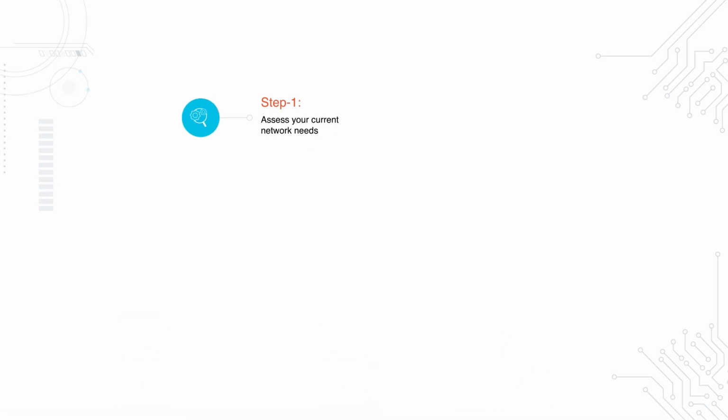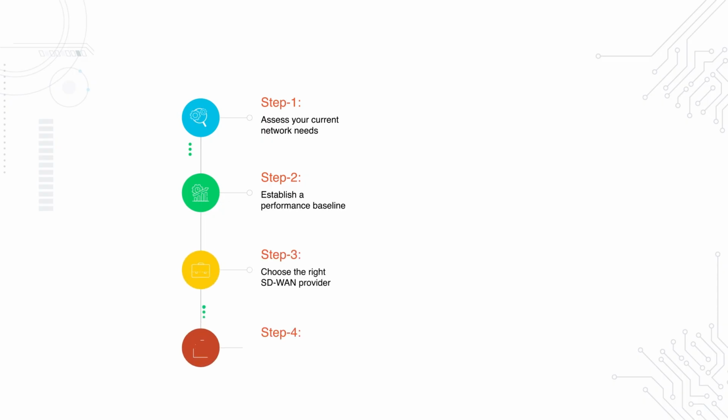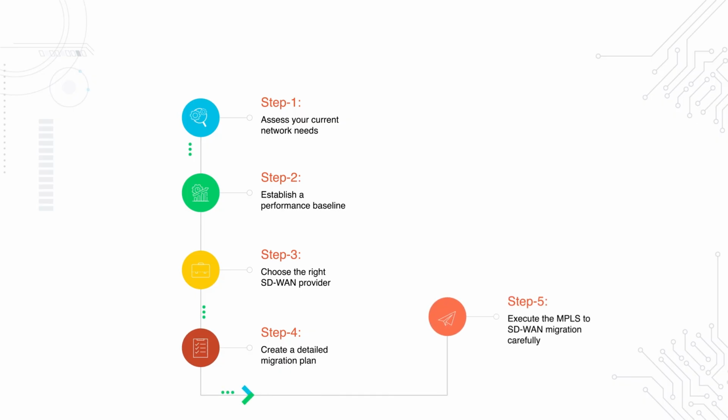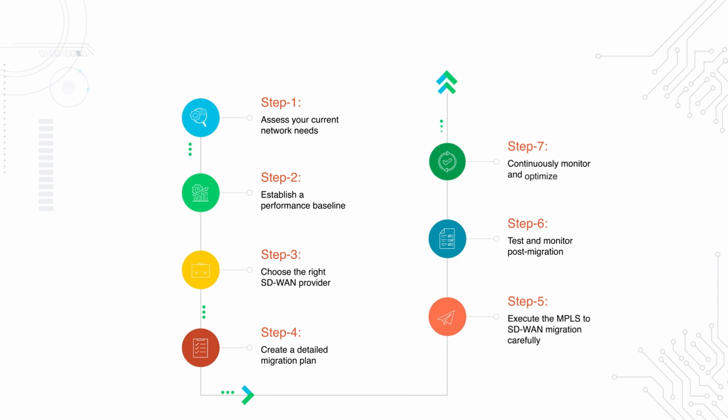1. Assess your current network needs. 2. Establish a performance baseline. 3. Choose the right SD-WAN provider. 4. Create a detailed migration plan. 5. Execute the migration carefully. 6. Test and monitor post-migration. 7. Continuously monitor and optimize.